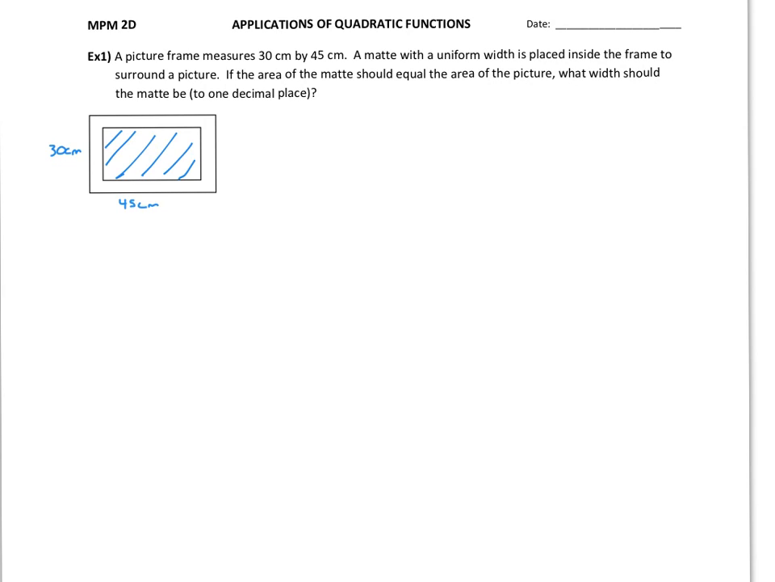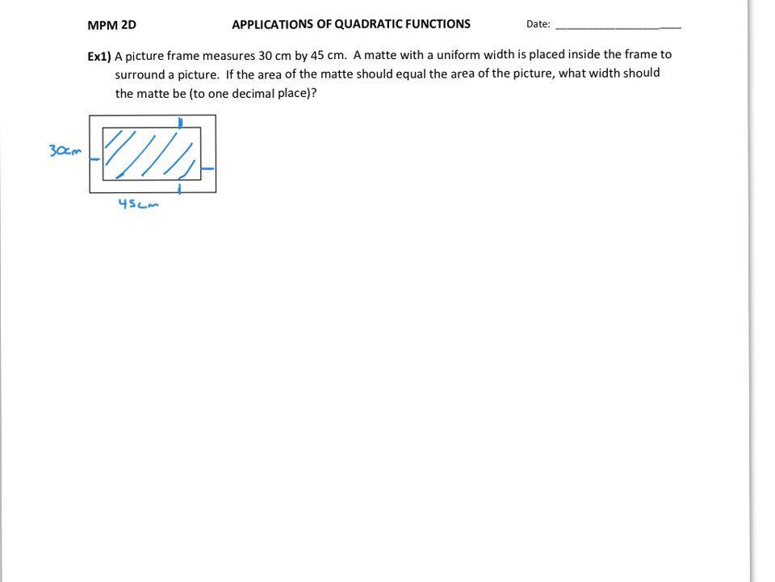So it has a uniform width, which means this distance is the same as this distance, is the same as this, is the same as this, and it's surrounding the picture. If the area of the mat should equal the area of the picture, what width should the mat be to 1 decimal place?